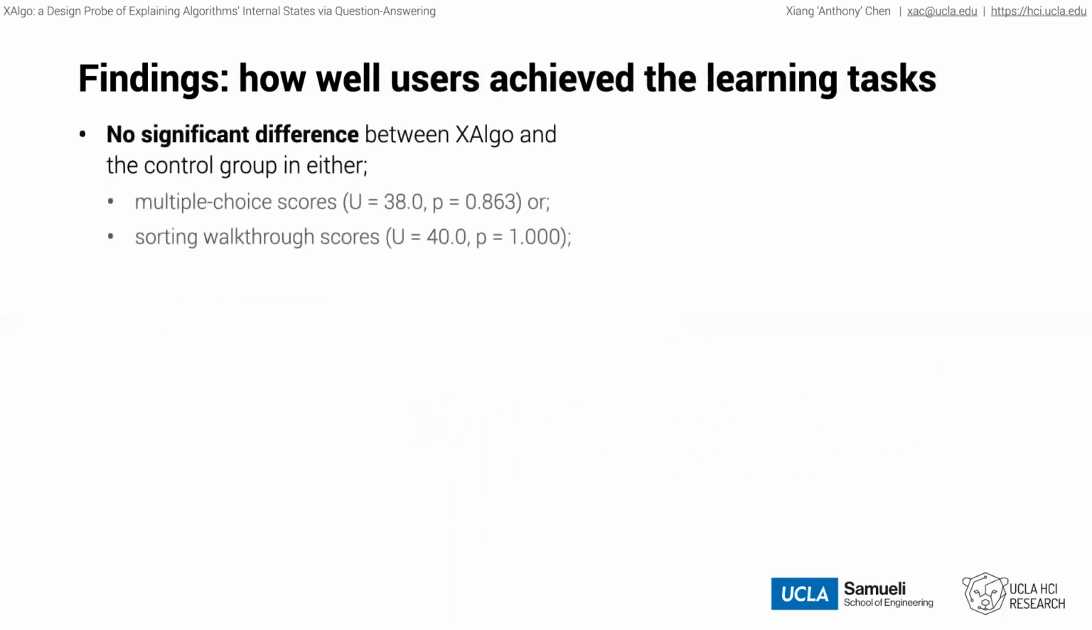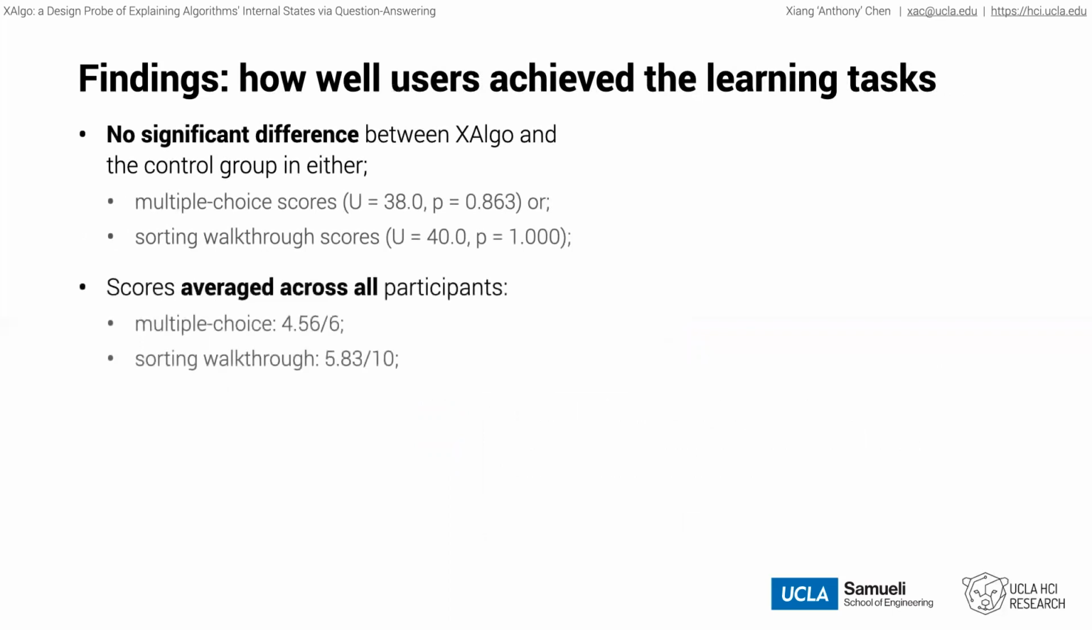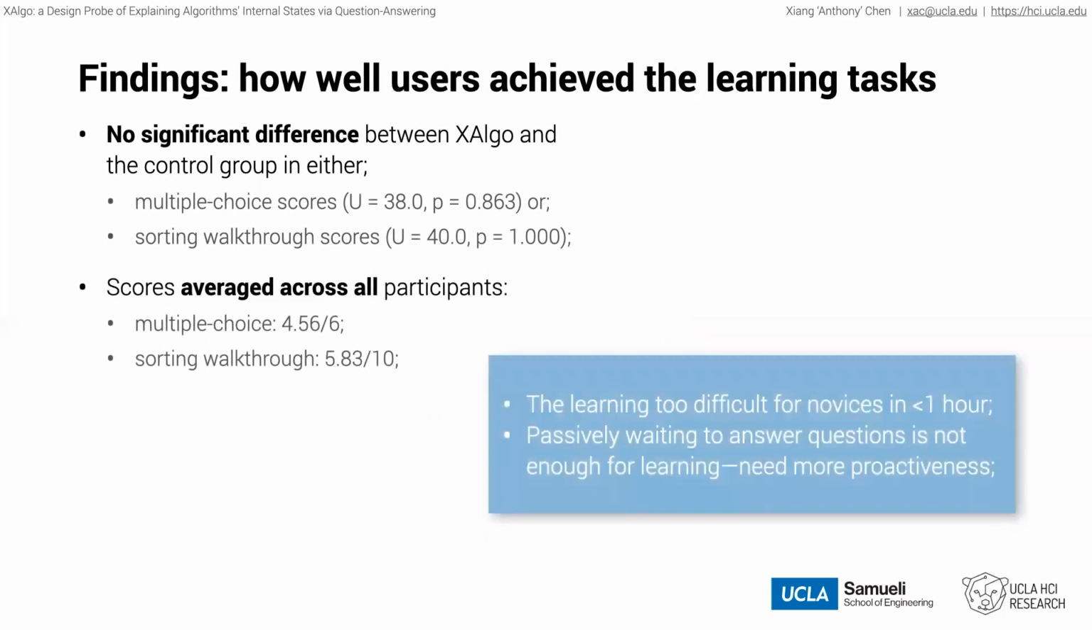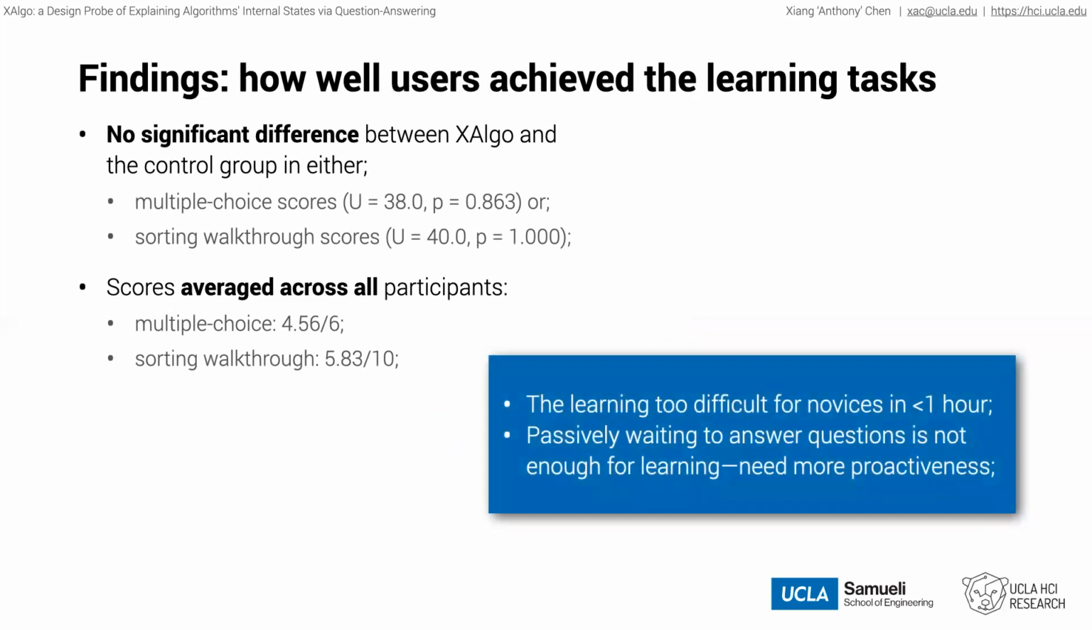We found no significant difference between the two conditions when it comes to the multiple choice performance or the walkthrough scores. And the average scores of the participants were at the low end, meaning that the learning was probably too difficult for novices in less than an hour's time. And also passively waiting to answer questions is probably not ideal for learning.